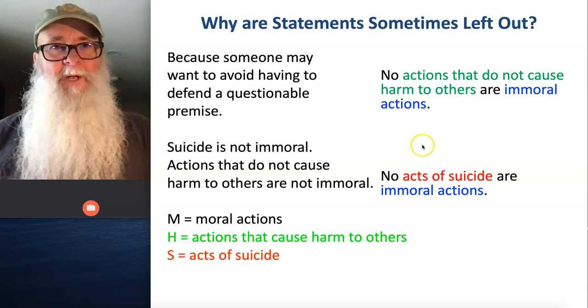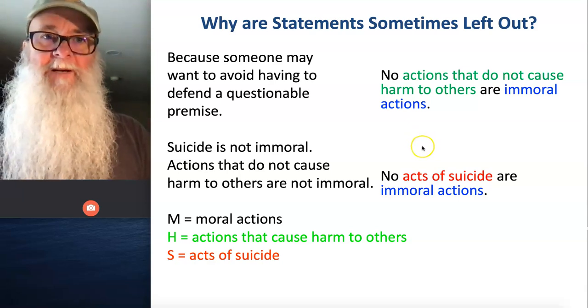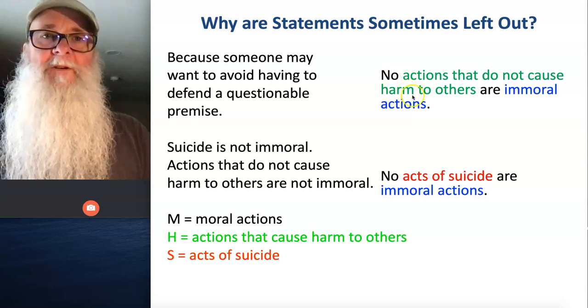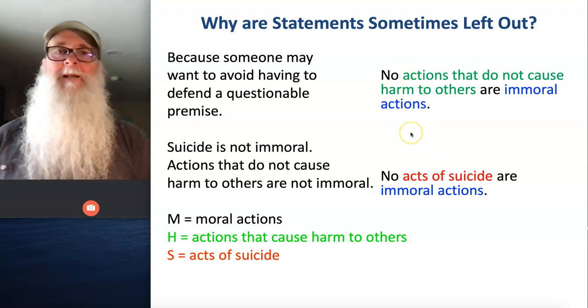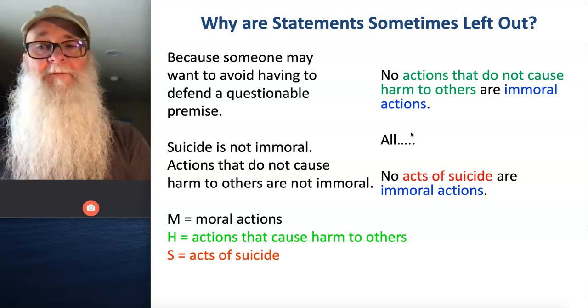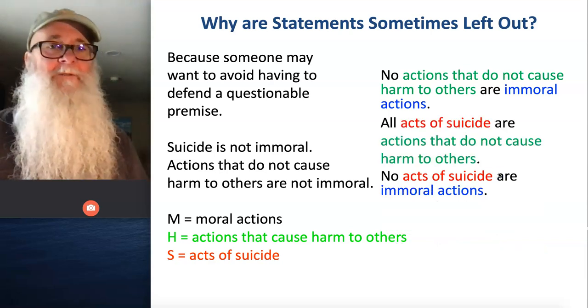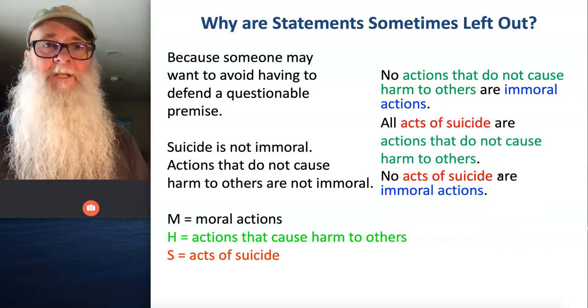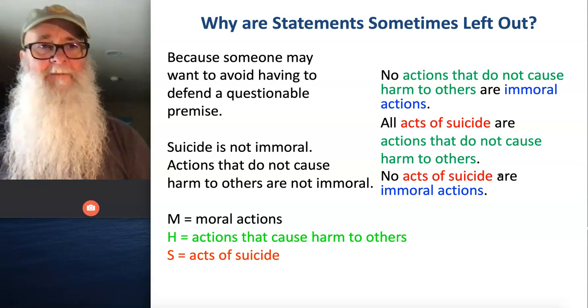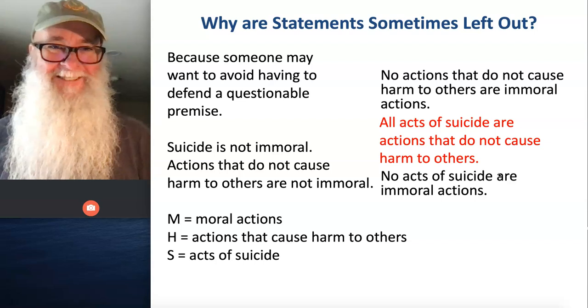And we know this: rule number 3 says you cannot have two negative premises, and we have one negative premise already. So the missing premise has to be an all statement, a universal affirmative statement. So what is that statement? All acts of suicide are actions that do not cause harm to others. That's our missing premise. And it's highly questionable, right?